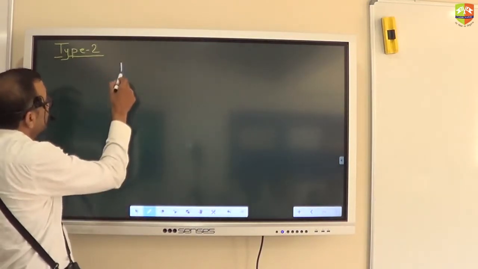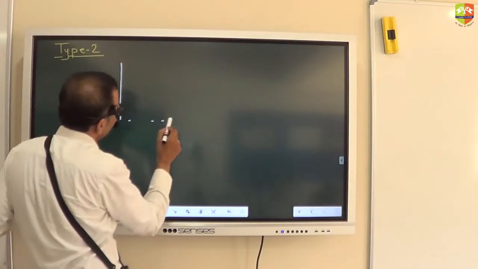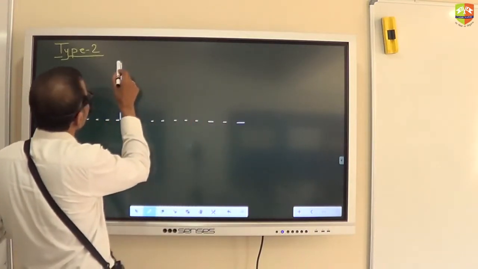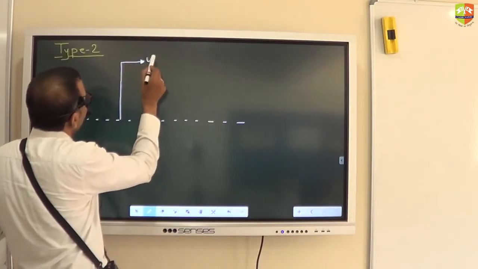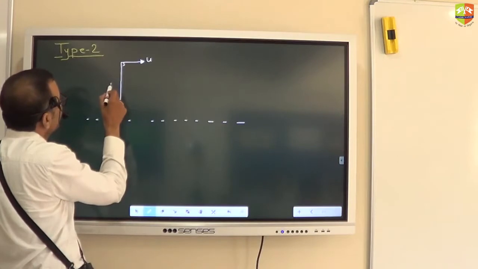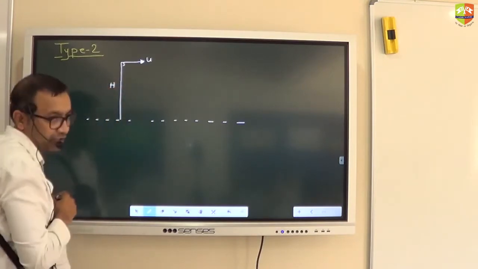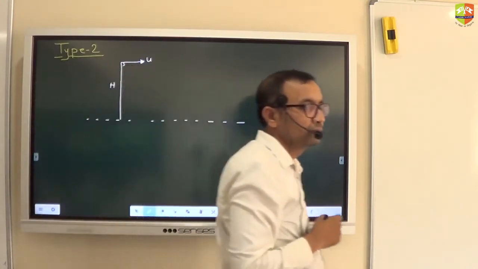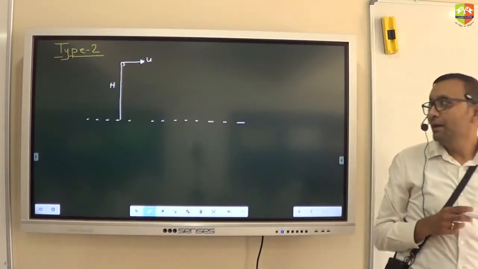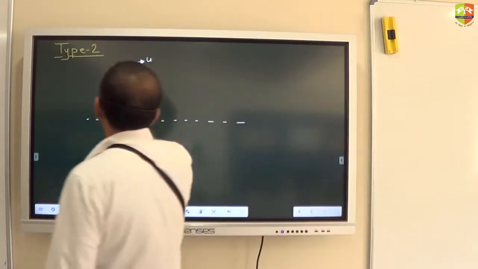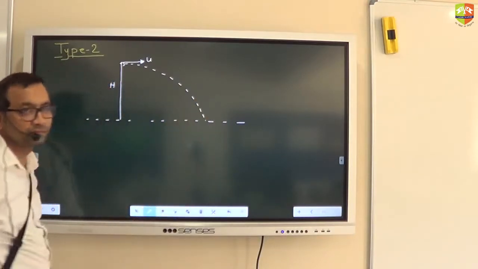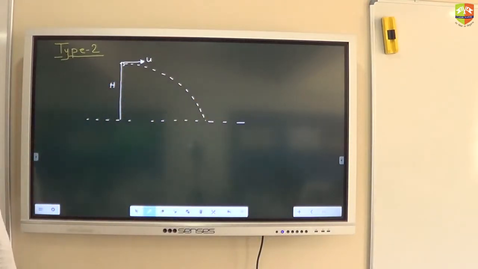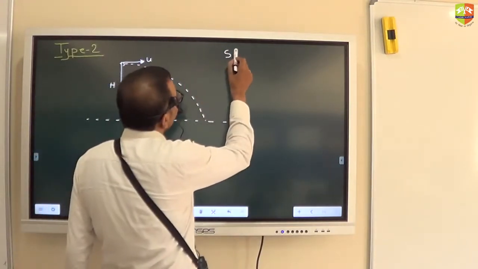Yes. Alright, type 2 projectile is this. Please draw this. A projectile is thrown horizontally from a height h. Okay? So what kind of path it will follow? It will follow this kind of path and fall on the ground like this. Okay? Fine?